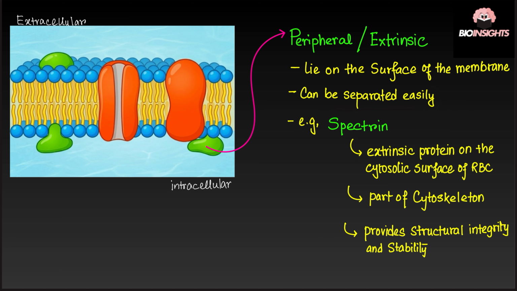One such example is spectrin. These are extrinsic proteins on the cytosolic surface of the red blood cells. So cytosolic surface means this surface. These are part of the cytoskeleton and they provide structural integrity and stability, and they also help maintain the biconcave shape of the human red blood cell.